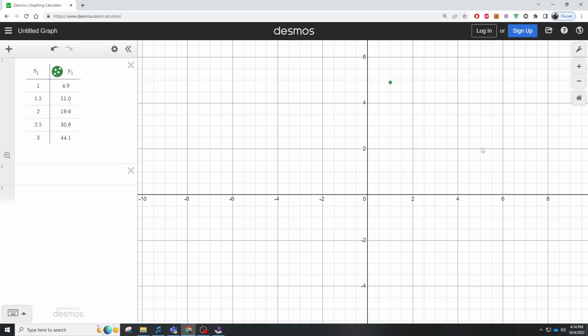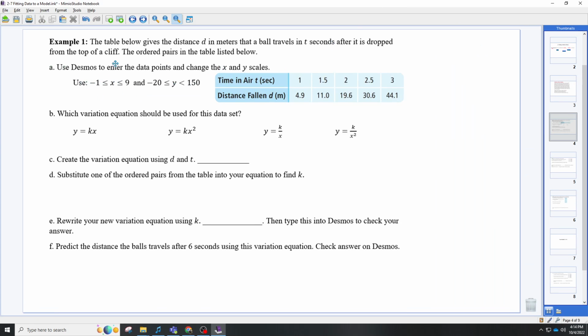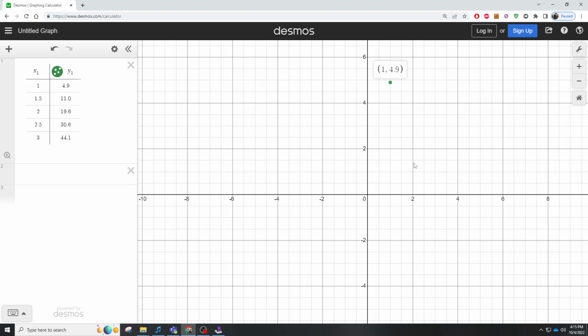And as you can see, you can only see one dot here, just the 1, 4.9. So if I go back to our notes here, we're going to change the scales so that we can see this a little better. What I'm going to do is I just chose some numbers outside of our x values here. So this goes from 1 to 3. I went from -1 to 9. And on the y values, I started at -20 and went up to 150. But you could do whatever you wanted, as long as you can see all the points.